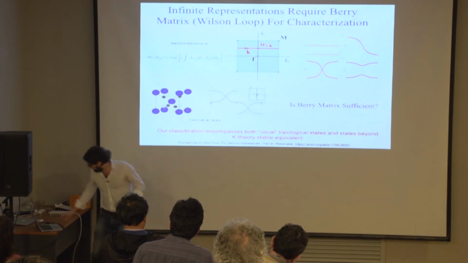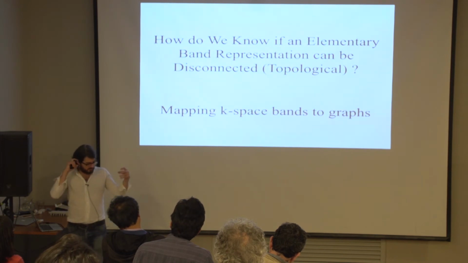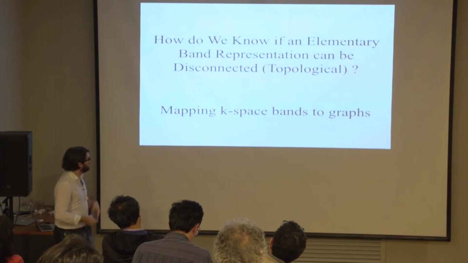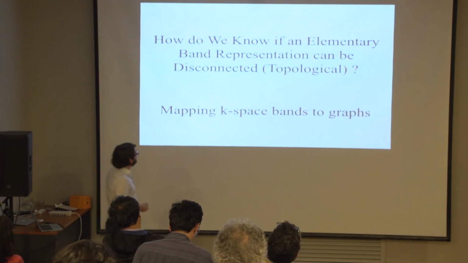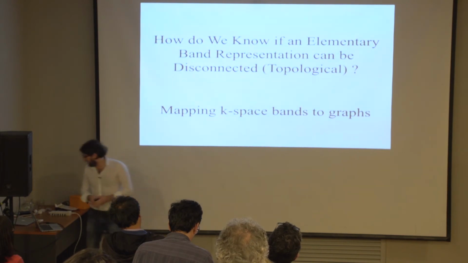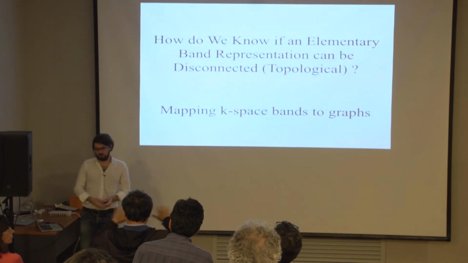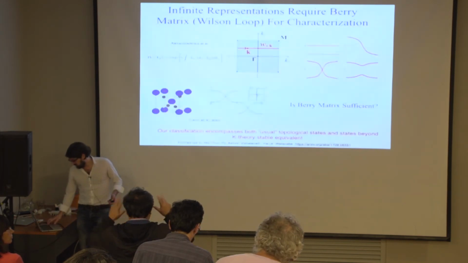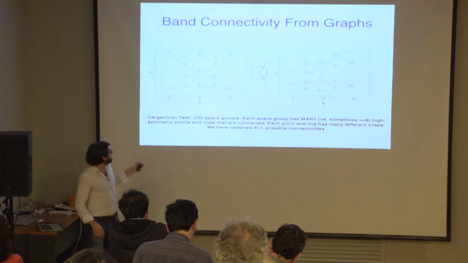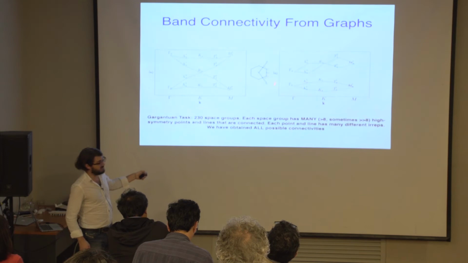Okay, so let me just go. Now I said, elementary band representations, when they're disconnected, they have to be topological. So how do we know if an elementary band representation can be disconnected? Excuse me. Yes. What do you mean by connected or not connected? Here we get lost somewhere. Right, so connected, just going forward, connected is this in momentum space, disconnected is this.